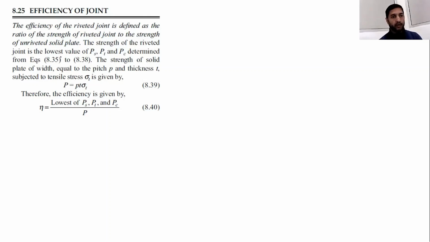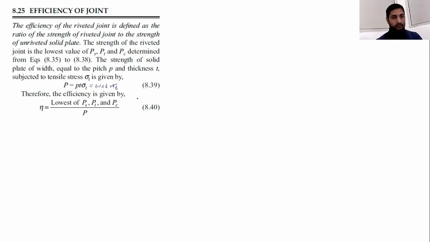And how you will calculate the strength of the unriveted solid plate? Strength means force, and that force will be equal to stress, that is sigma t. The force that we are applying on the plate is sigma t, is basically tensile force. So the force will become, that is P, stress into area. So that will be your width into thickness will be the area into your stress. This will be your tensile force, or you can say the strength of the unriveted solid plate. Okay, and you can replace this width with the pitch also. So this will be the formula.